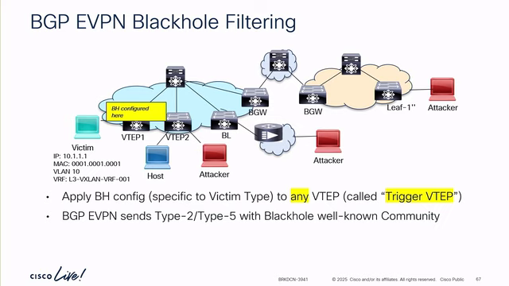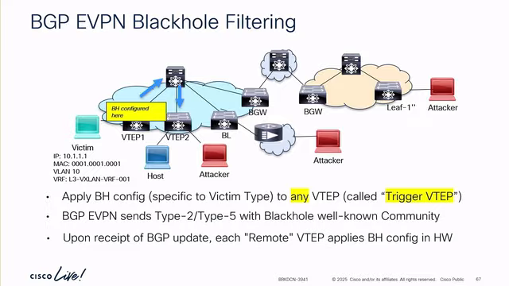Then what happens, once I add that drop entry, BGP EVPN on the Nexus platform will see it, and through type 2 and type 5 routes, add a black hole community. There's a well-known black hole community, right? And when it advertises that MAC or host IP or prefix, it attaches that community. And when the other remote devices, for example the border leaf, the border gateways, receive that advertisement with the well-known community, it's going to program that drop entry into its routing table or MAC table automatically.